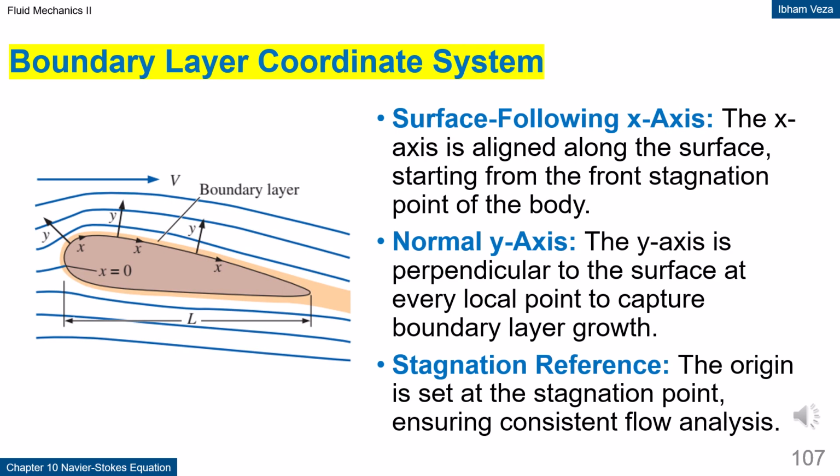Boundary layer coordinate system. The boundary layer coordinate system is defined with the x-axis along the surface and the y-axis normal to the surface. The origin is usually placed at the stagnation point in front of the body. With this definition, velocity variations along and across the boundary layer can be analyzed clearly. This approach simplifies the formulation of equations and their physical interpretation. This coordinate system becomes the standard in almost all boundary layer analyses.